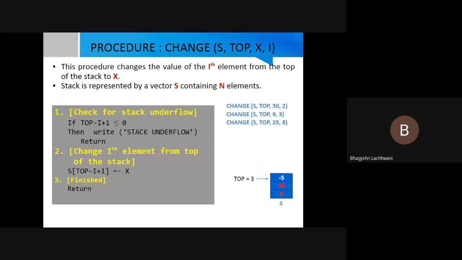Next time we will call change as top 25 8. That means from the stack top, the 8th position value is updated to 25. 8th position. Now here our stack size is 3. That means the 8th value is not there. So we will first check for step 1. Top is 3 minus 8. That means minus 5 plus 1, minus 4, is less than 0. Yes, condition is true. Why is it true? Because the 8th element is not present in the stack. So we will just write a message of underflow and return. That means we will come out from the loop.